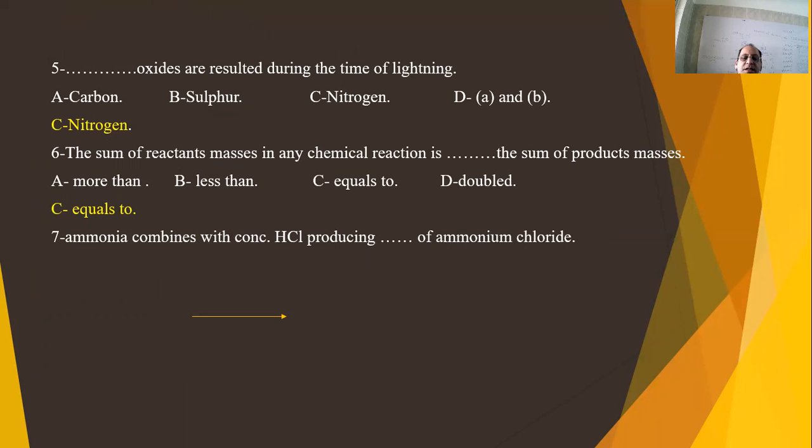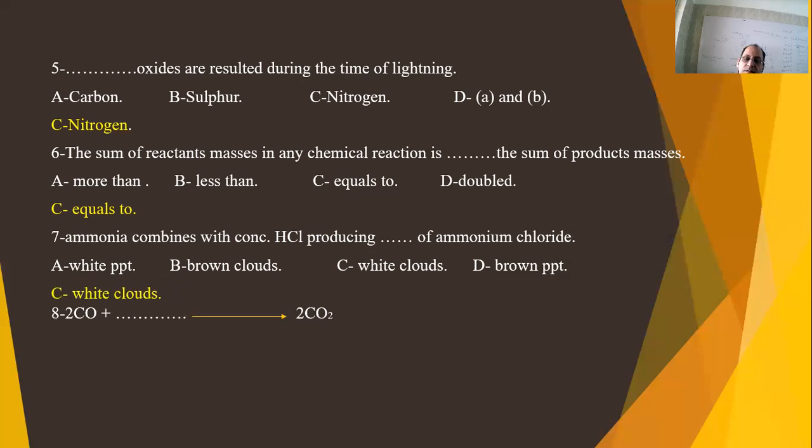Ammonia combined with concentrated HCl, we were just talking about this. Dot of ammonium chloride. The appearance of ammonium chloride is related to white fumes or white clouds. Both white fumes or white clouds are acceptable. And reaction we need to complete it. 2CO plus dot equal 2CO2.